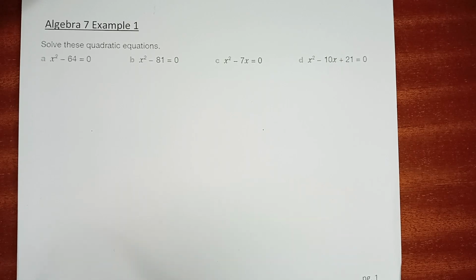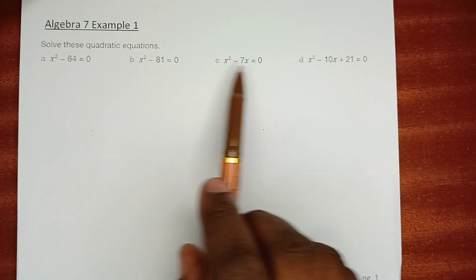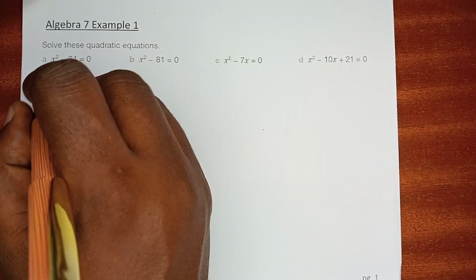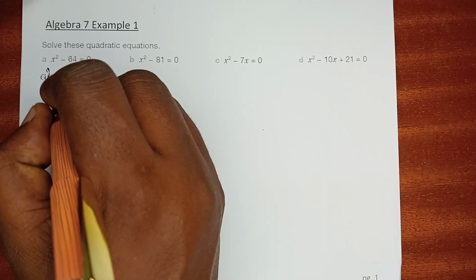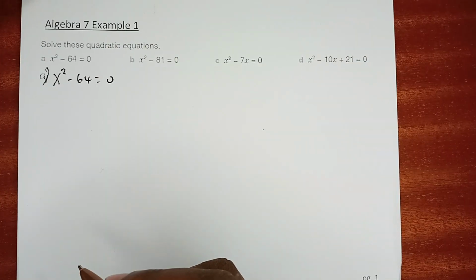In this video, I want to explain example 1 of Algebra 7, and we are told to solve these quadratic equations. First of all, you must note they are quadratic because they all have the x squared term. The first one is x squared minus 64 is 0.